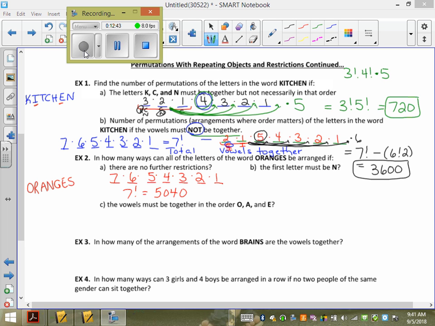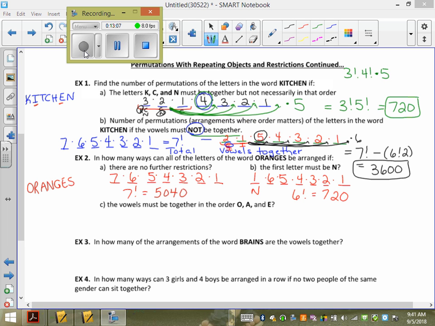The first letter must be an N. So we're going to have 1, then 6, 5, 4, 3, 2, 1. Or just 6 factorial, technically. Or 1 times 6 factorial, which is still 6 factorial, which is how much? 720?